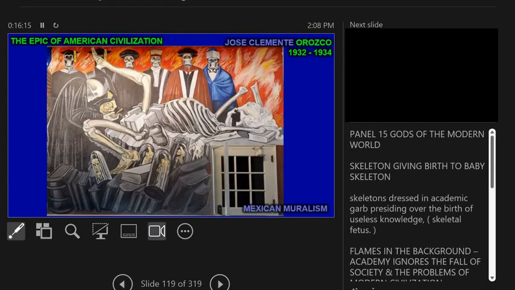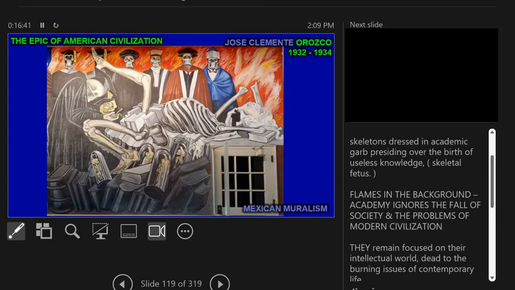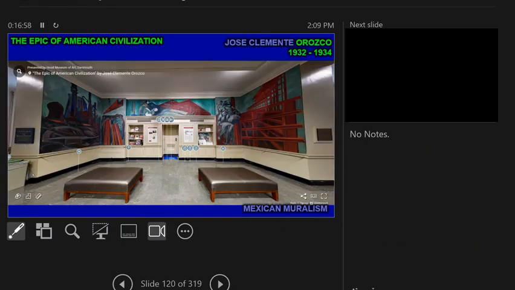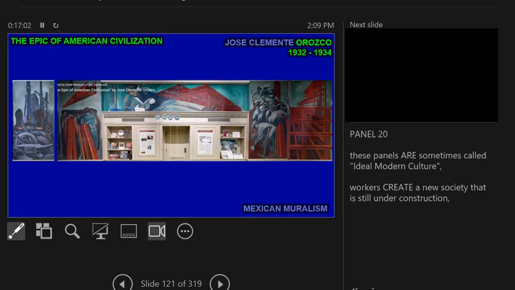And then the final panel of this room, we have this one. It looks like a skeleton giving birth to a baby skeleton. And behind them are these academicians, these professors that are skeletons. And then behind them, it's all fire. So they're ignoring the problems of the world and just focusing on academics. And then they have these babies in jars down below that are on top of books. That is a message that we have a futile dissemination of false, meaningless knowledge. And then in the central room is modern Mexico, where it shows people building new structures and new architecture.